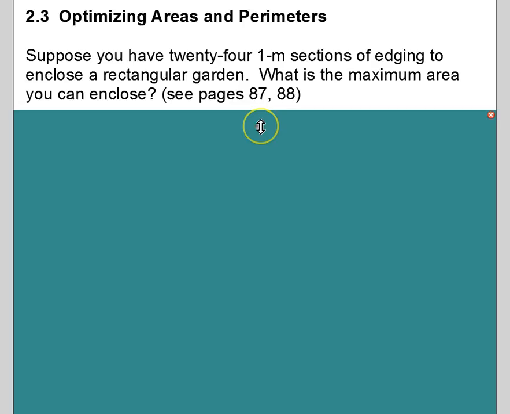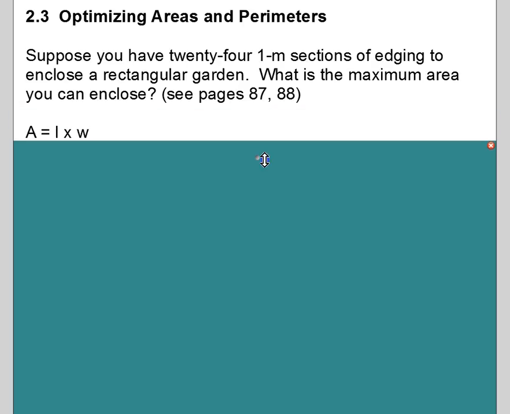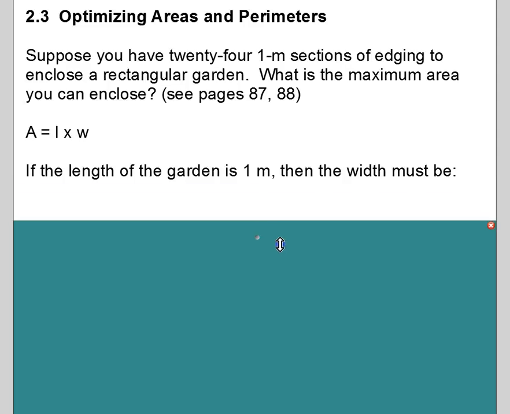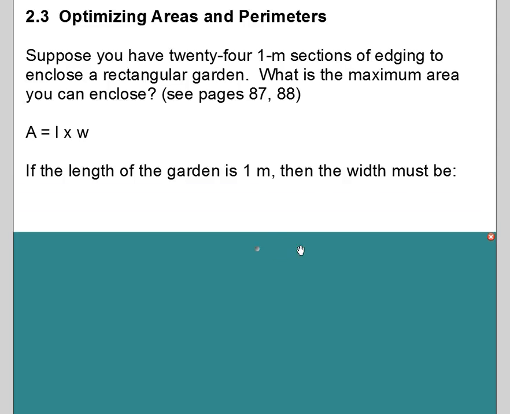We're looking again at finding the maximum area that can be enclosed with 24 1-meter sections. So let's just consider some simple formulas that we're using already. Area is length times width, and if we know the length, and we're trying to find the width, then we would actually be using the perimeter. So in this case, another formula that we need to remember is that the perimeter is twice the length plus twice the width.